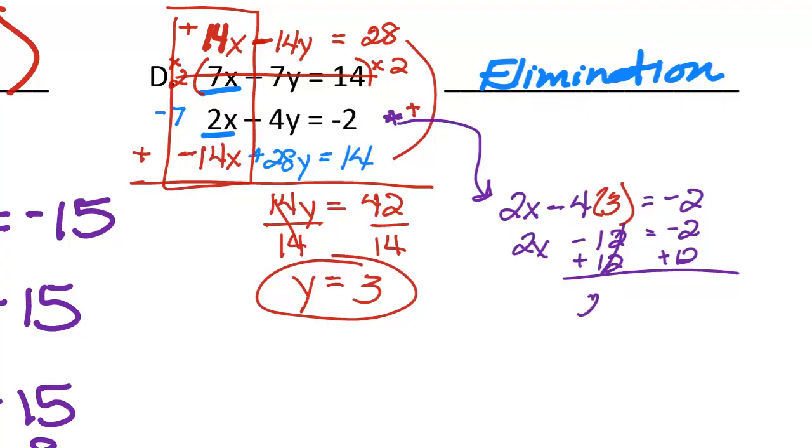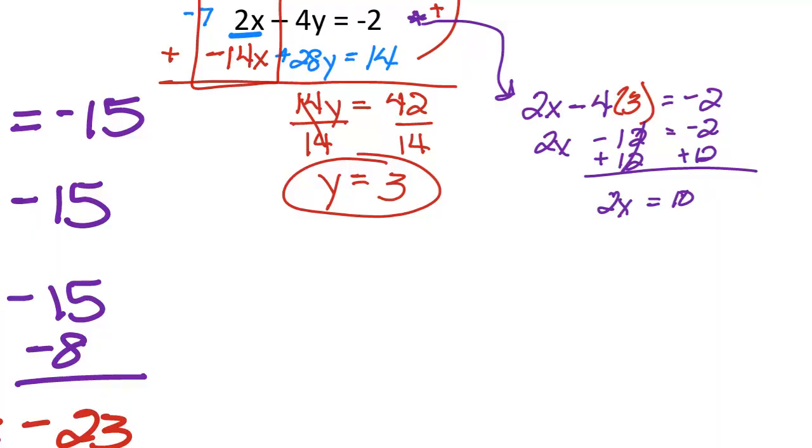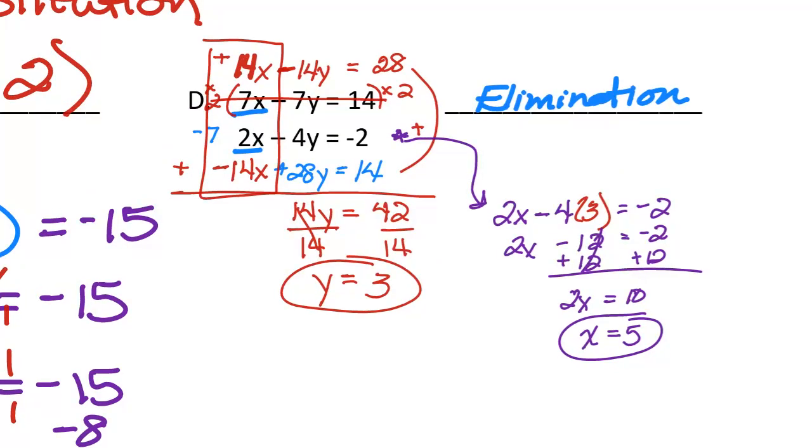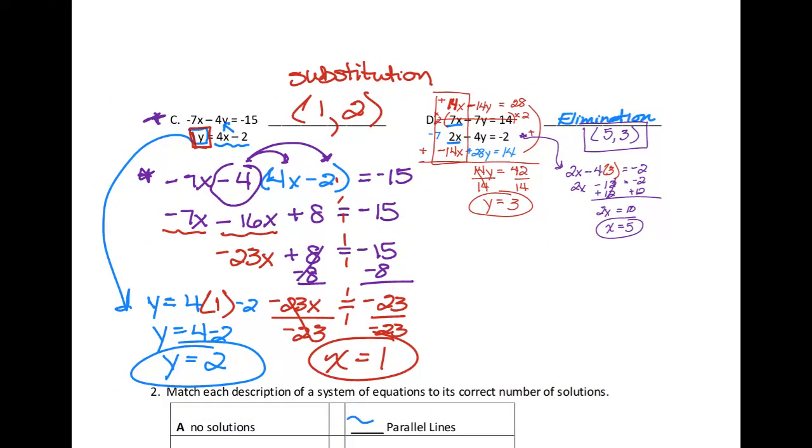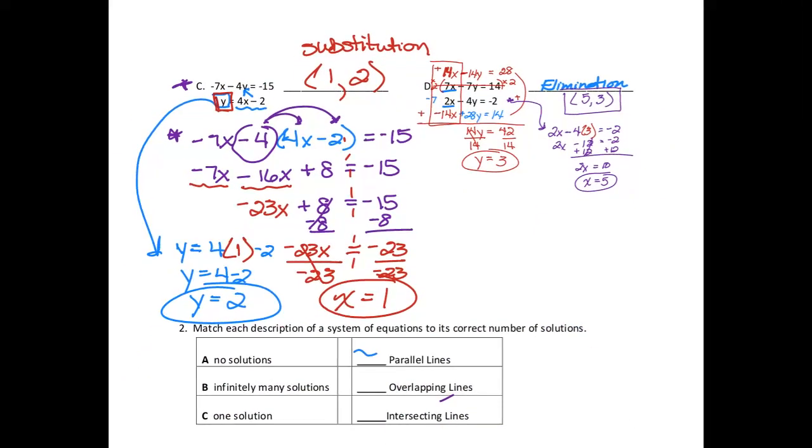So 2x is equal to positive 10, divide by 2, and x is equal to 5. Final answer though, again, you need to write as an ordered pair, is going to be 5, 3. Okay? All right.